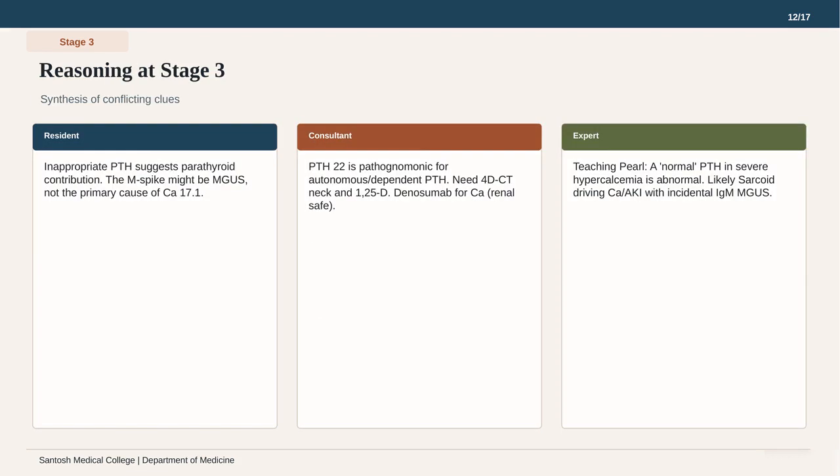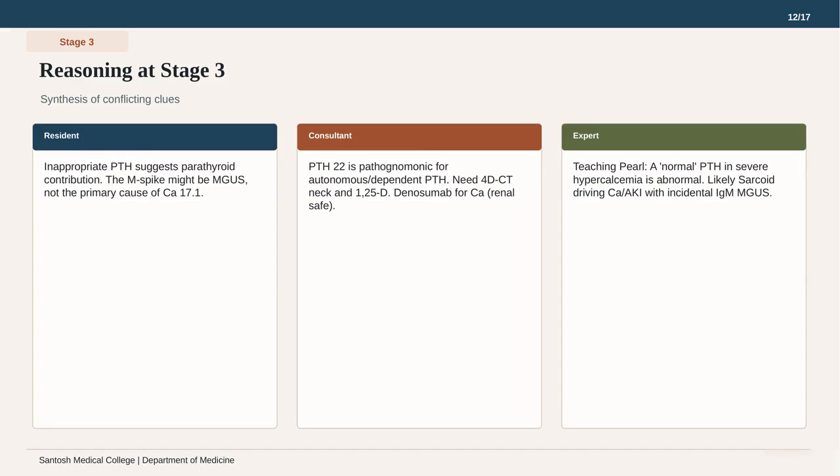The synthesis of these conflicting clues is laid out perfectly here. The resident notes that the inappropriate parathyroid hormone suggests a parathyroid contribution, while the M spike might simply represent monoclonal gammopathy of undetermined significance. The consultant takes a firmer stance, calling the hormone level pathognomonic for autonomous production and recommending a 4D CT of the neck.